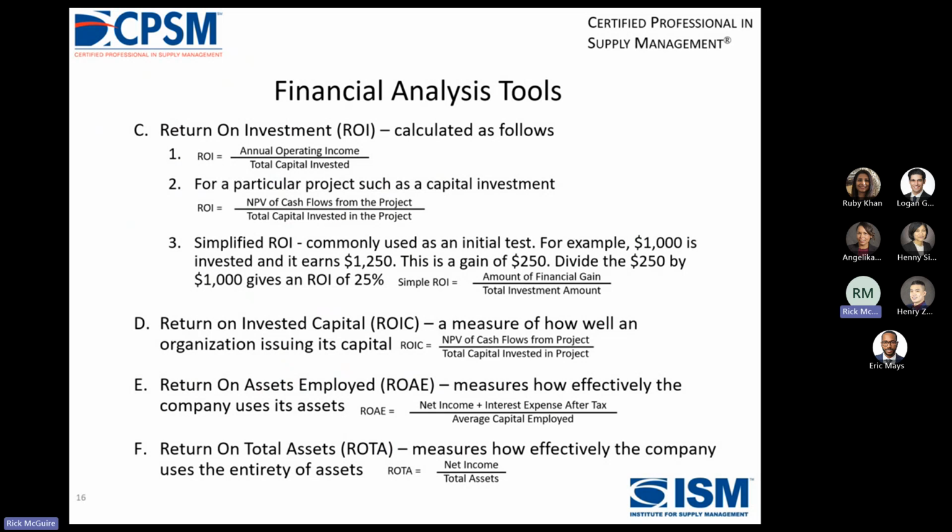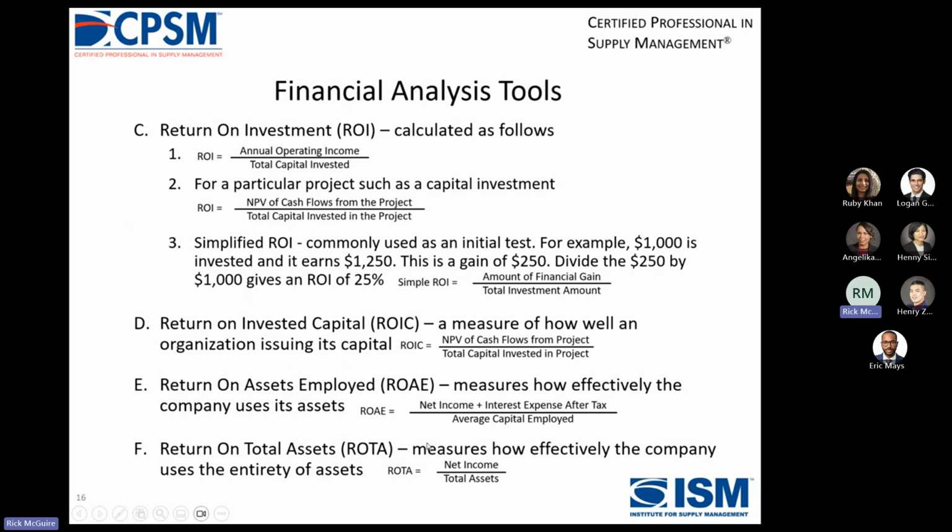And then you've got a simplified ROI where you don't do the net present value mess, because that's usually a little overboard. You just say, if I got $1,000 invested and I earned $1,250 off of that 1,000, I got a gain of $250 divided by 1,000, and then I got 25% ROI. This is the way it's usually done.